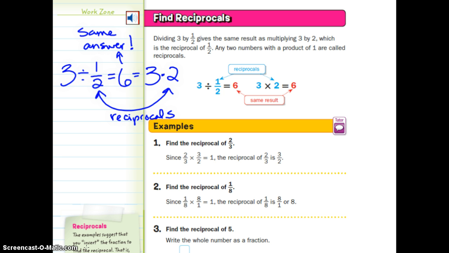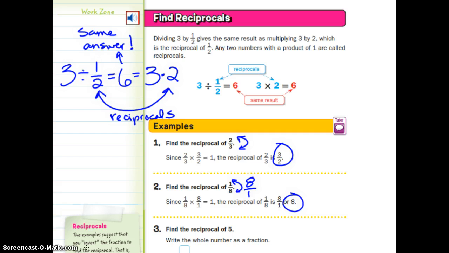Okay, so example number 1. Find the reciprocal of 2/3. All we're going to do is flip them upside down and we get 3/2. Find the reciprocal of 1/8. 1 over 8 is 8 over 1, or simply 8.